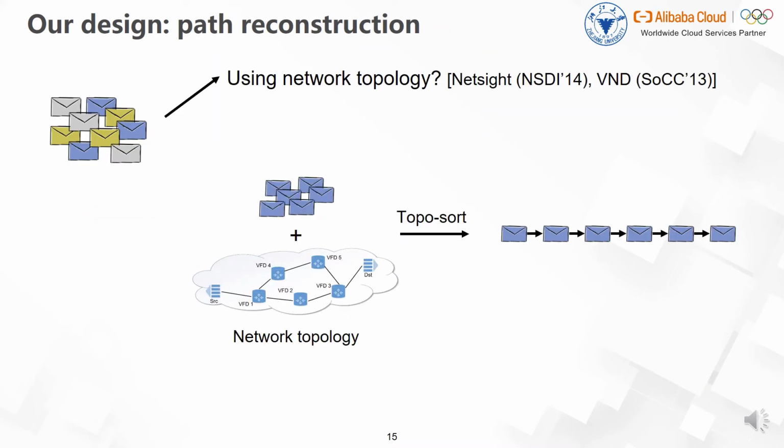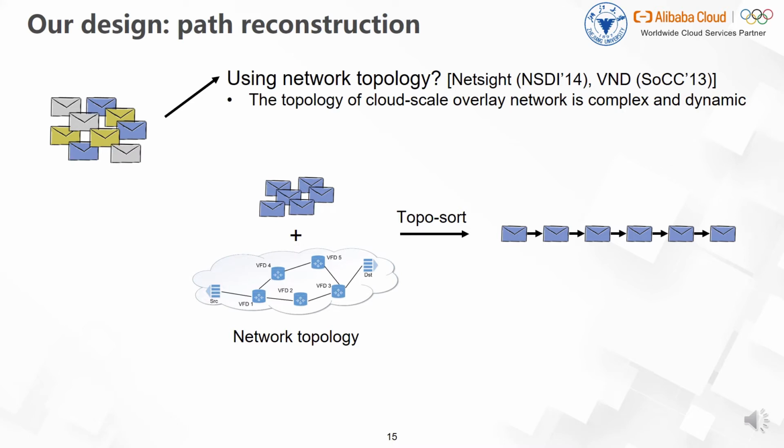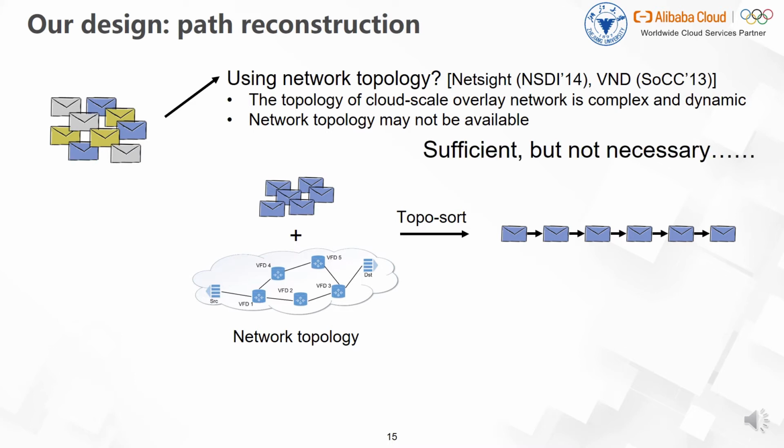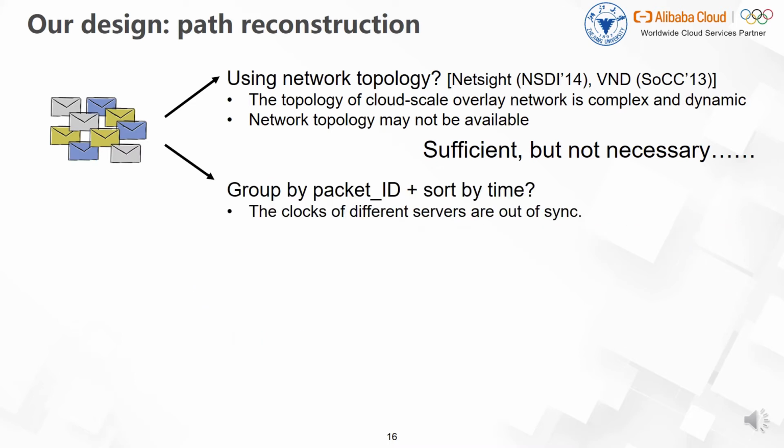A useful solution for path reconstruction is to sort these logs with network topology. However, the overlay network topology is complex and dynamic. Besides, the network topology may not be available sometimes. Hence, this solution is sufficient but not necessary. And grouping by packet ID and sorting by time is not sufficient, since the clocks of different servers are out of synchronization.